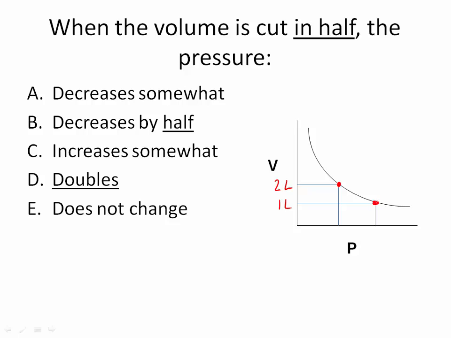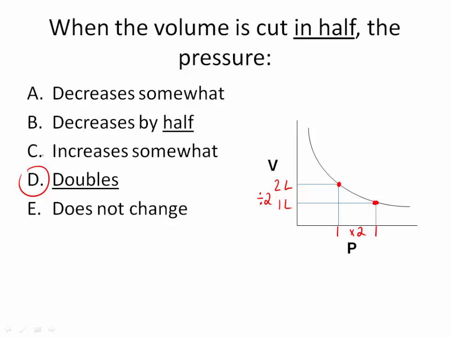Wouldn't that be the data point for 1 liter over there? And you can easily see what happened to the pressure. When the volume went down by 2, the pressure went from here to here. That looks like about double. And this is Boyle's law. When volume goes up, pressure goes down by the same factor, or vice versa. So actually the correct answer here is doubles. Boyle's law says when the volume goes down by 2, the pressure should double.